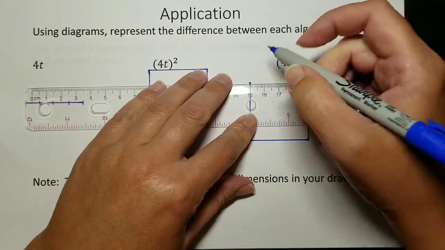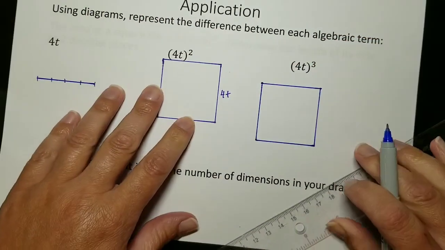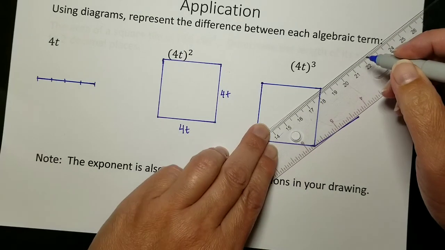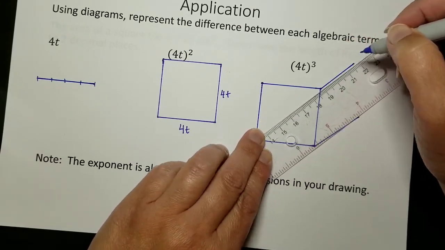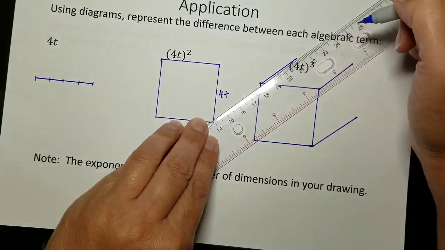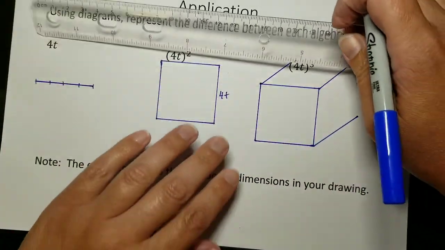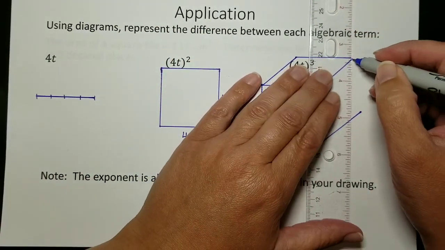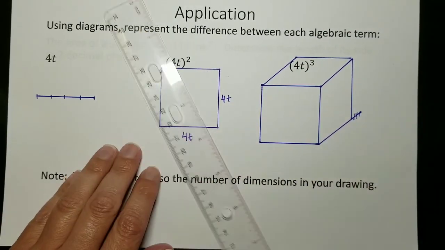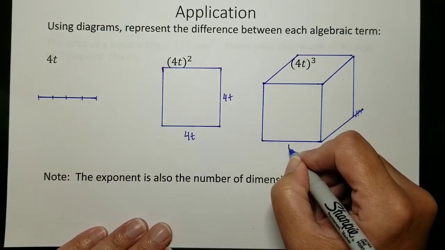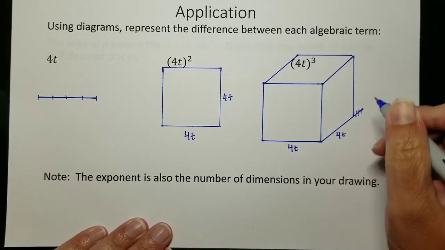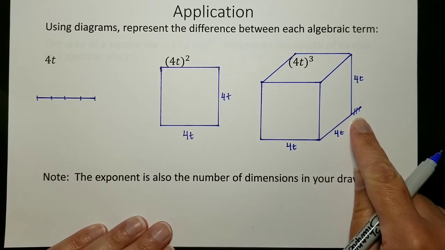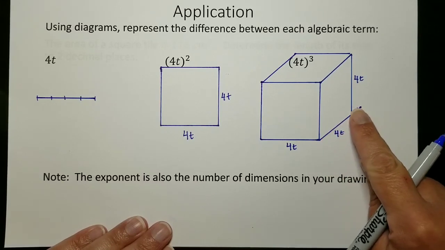So we're going to try and draw a cube here with measurements of 4t. Whoops, I'm going a little bit over there. So here I come up with a cube that means 4t times 4t times 4t. So that would be the volume of this cube with 4t times 4t times 4t.